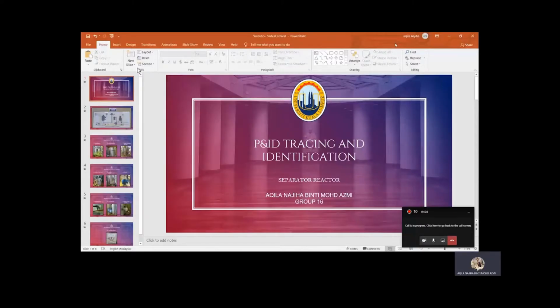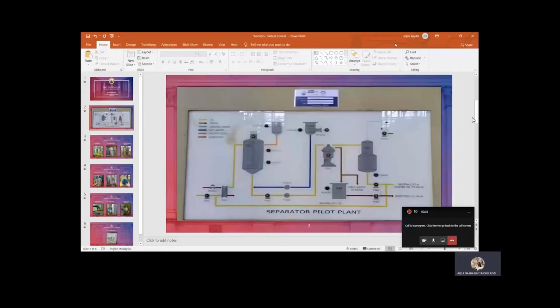Today I'm Akila Naziha and Muhammad Akmal Hisham bin Samsudin from Group 16 will present P&ID tracing and identification. This separator pilot plant was designed by the company Oil and Textilian Berhad, and purchased between the years 2006 to 2007. The purpose of the separator pilot plant is to separate oil from the soap stock.